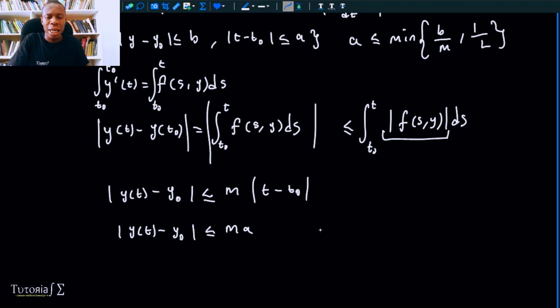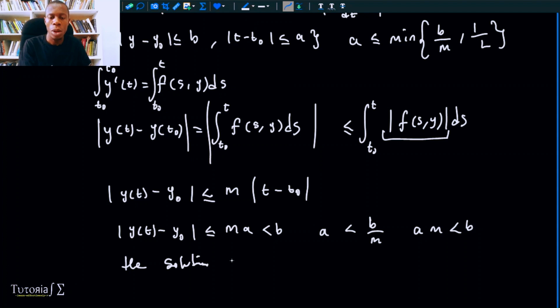Now, since we said a is less than the minimum of b over M, we see that aM will actually be less than b, meaning that this is less than b. That shows that the solution y will be inside the rectangle D, since it will be less than b and less than Ma. So the solution y(t) is in D. Okay, so we have verified that the solution exists in D.